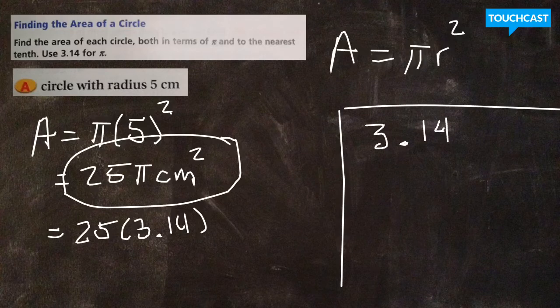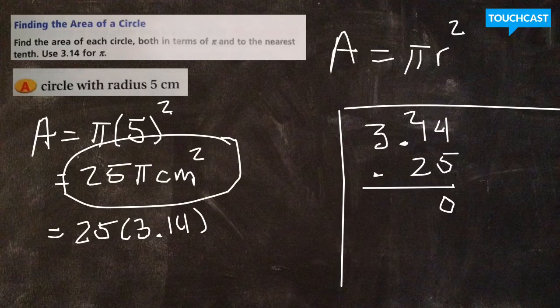3.14 times 25. 5 times 4 is 20. Carry the 2. 5 times 1 is 5, plus 2 is 7. 5 times 3 is 15. Write a 0. 2 times 4 is 8. 2 times 1 is 2. 2 times 3 is 6.